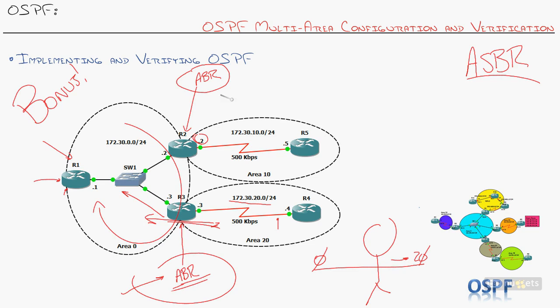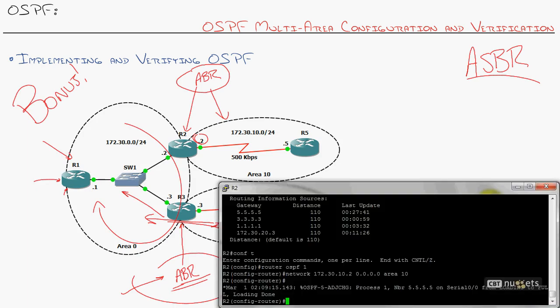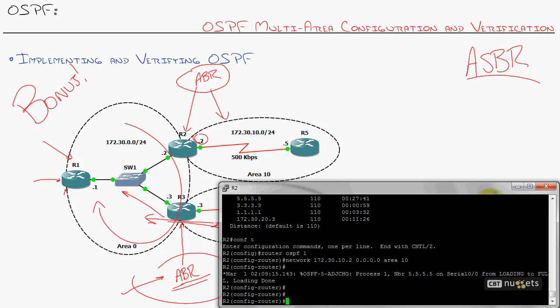I'm going to optimize this network, and the way that I'm going to do it is by using something called area range. So I'm bringing up router 2 right here. The way the command works, I'm going to say area and whatever area I want to summarize. So I want to summarize the routes from area 10, right? So I'm going to say area 10 range, and then I'm going to put in my summary route right there.